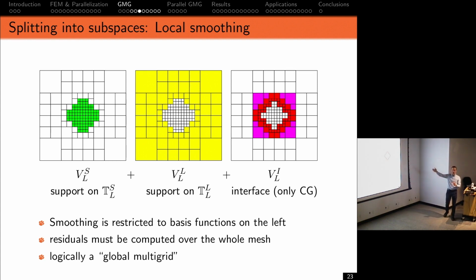Because these are interface conditions, so they are fixed in the multigrid sense. I don't think that breaks down, but I don't know, to be honest. We enforce that because it's much easier to handle.